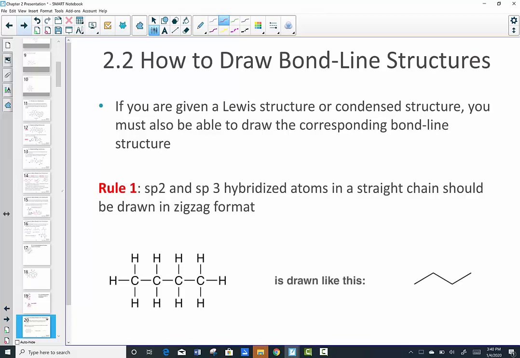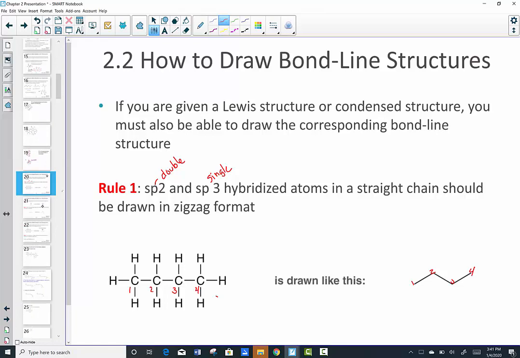Rule one says, if you have an sp2 or an sp3 hybridized atom, it should go in a straight chain. Now, sp2, keep in mind, that's a carbon-to-carbon double bond. sp3 is a carbon-to-carbon single bond. They will follow this zigzag formula. So here I have what we called a quote straight chain made of four carbons, but we know it's not really straight because it has a tetrahedral molecular geometry, and therefore we know that it's going to be zigzag. Here's carbon one, two, three, four. So just up, down until you get the number of carbons from that straight chain.